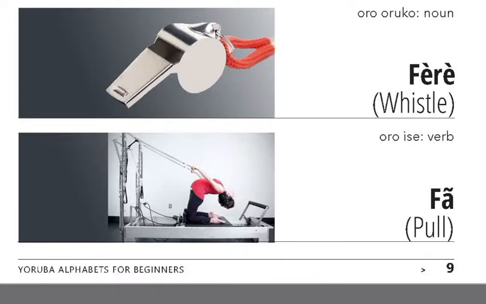Another example, Fere. Fi, E, Ri, E. Your E in English is pronounced E in Yoruba. Fi, E, Ri, E, Fere. Another one, that is whistle. Fere, whistle. Another one is Fa. Fa. Fi, A, Fa. Pool.